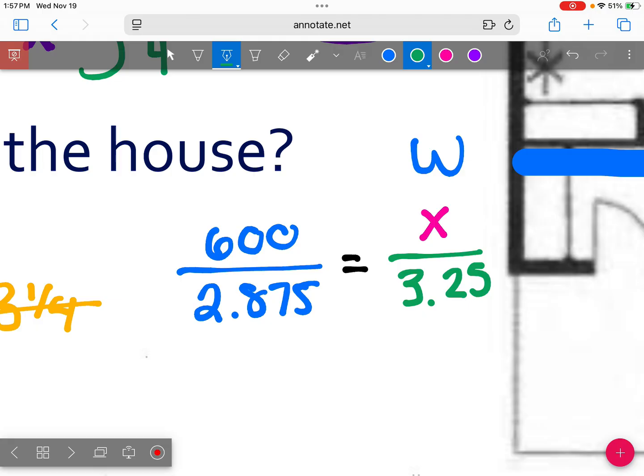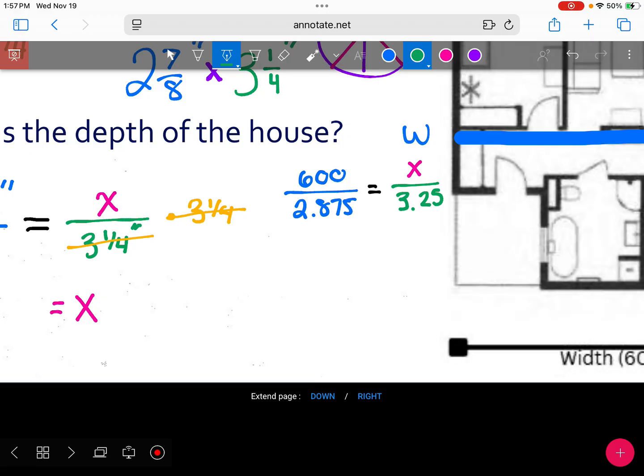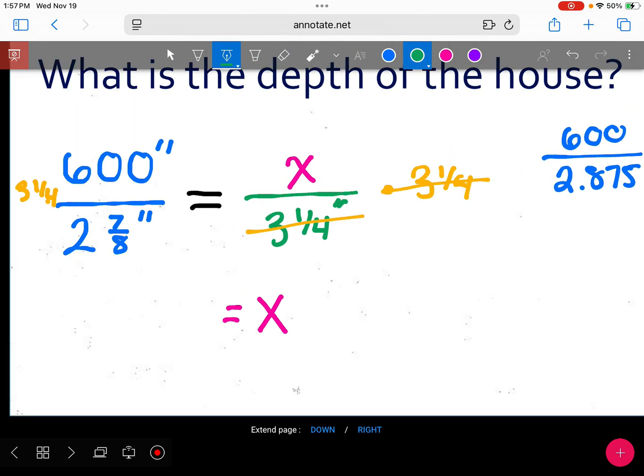600 divided by 2.875 and then times 3 1/4. What do we get for x? Hit the little 2 arrows above the enter key so that we can get it as a decimal. 678.26, 0.275, depending on where we round things. So I'm going to go ahead and take that as 678 just so that we keep it easier, keeping it to the nearest inch.